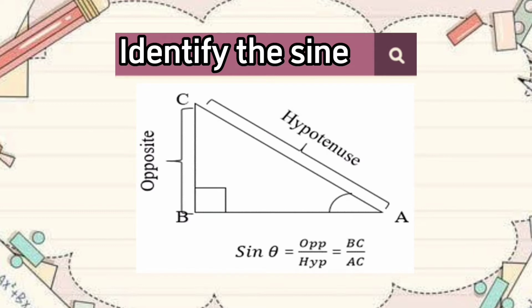Like for example, in a triangle ABC, the angle A is our theta and the line segment BC is the opposite side. Take a look at it. And line segment AC is the hypotenuse. Why? Because this is the longest side of a right triangle. Therefore, our hypotenuse is AC. And to get the value for sine theta, isa-substitute natin ang value ng opposite at hypotenuse sa given triangle natin. Therefore, our sine A is equal to BC over AC.